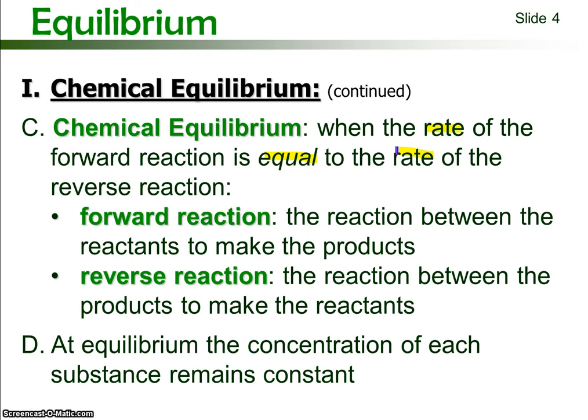The forward reaction is the reaction described as the way you're used to reading them, where the reactants are on the left and they're making the products on the right. So we say the forward reaction is the reaction between the reactants to make the products, and the reverse reaction is the opposite. It's the reaction where the products are remaking the reactants. And as we saw in the graph, at equilibrium, the concentration of each substance, reactants and products, remains constant. It doesn't mean they're equal. The equal part in equilibrium, again, is the rate of the forward reaction and rate of the reverse reaction.